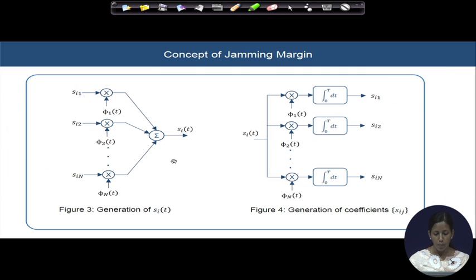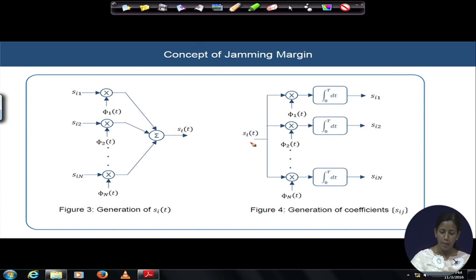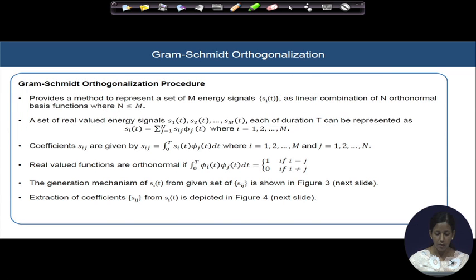And oppositely, if I have the incoming signal s_i(t), I will generate each and every coefficient by multiplying with the corresponding orthonormal basis function and integrating it over the symbol duration 0 to capital T, which comes from the expression given in the earlier slide. Okay, so the generation process is now understood clearly.